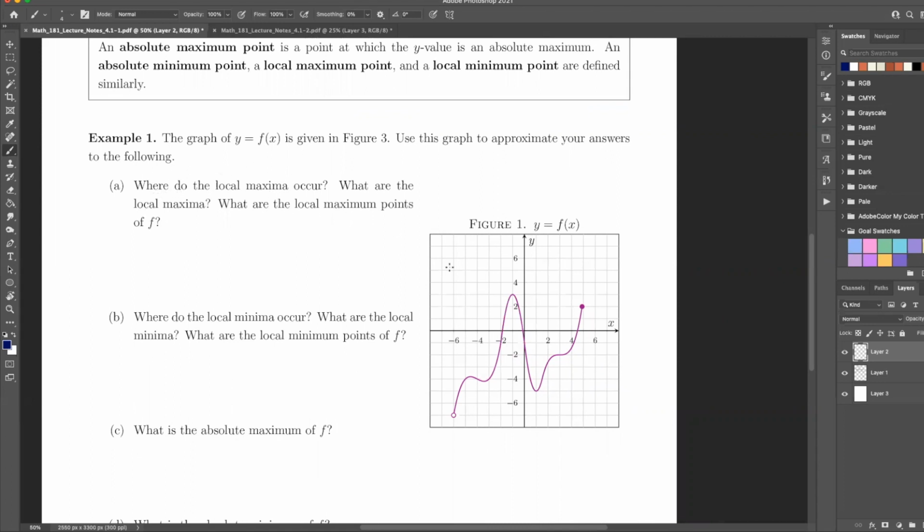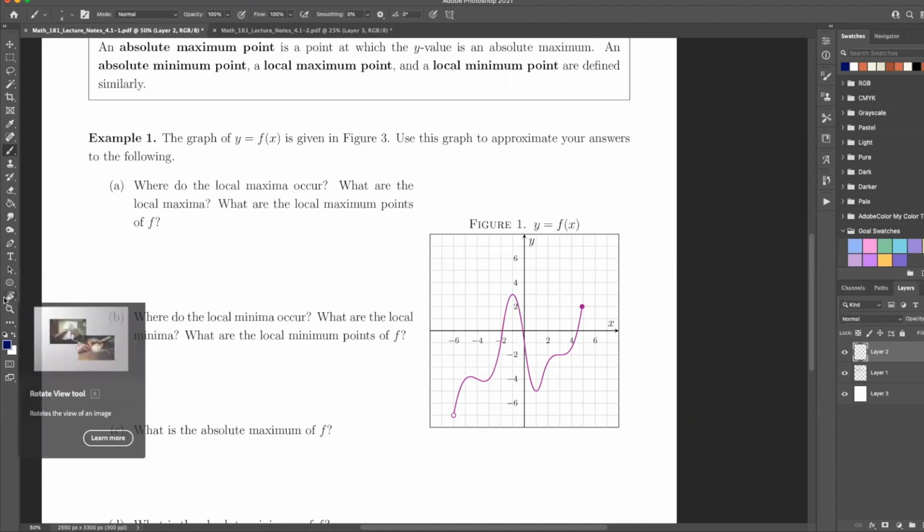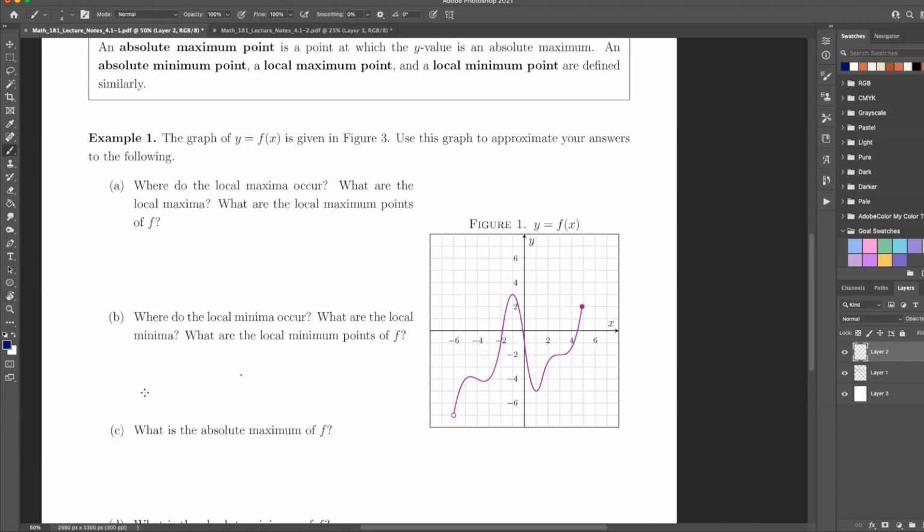And so here we have some function f of x. I don't tell you what it is. It's just a mess, right? Use the graph to approximate your answer. So where do the local maxima occur, and what are the local maxima, and what are the local maxima points? And so what are the points? And so where are the local maxima?